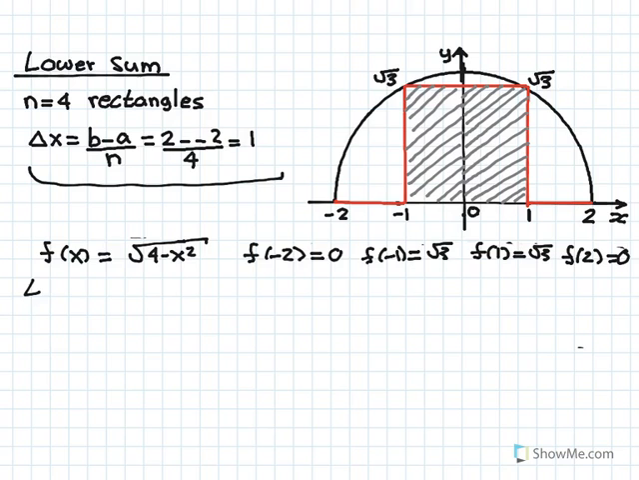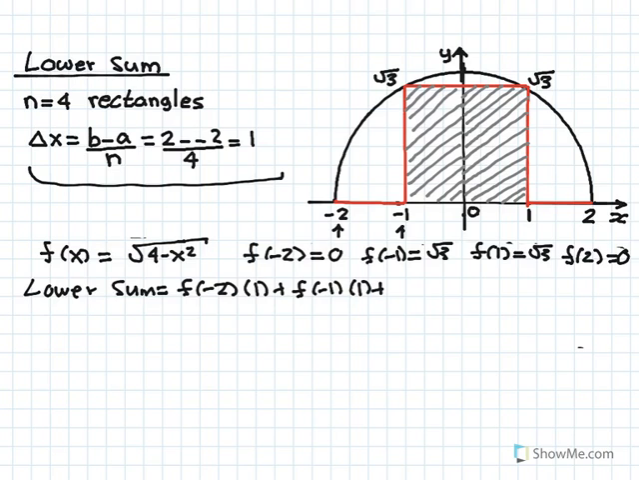So for the lower sum, notice that the function is increasing and we want a lower sum, so we have to choose the left-hand point. So in the interval between minus 2 and minus 1, we choose a left-hand point. That's going to be f of minus 2 times the width of 1. And in the interval between negative 1 and 0, we also choose the left-hand point to get a lower sum. That's going to be f of minus 1 times 1.